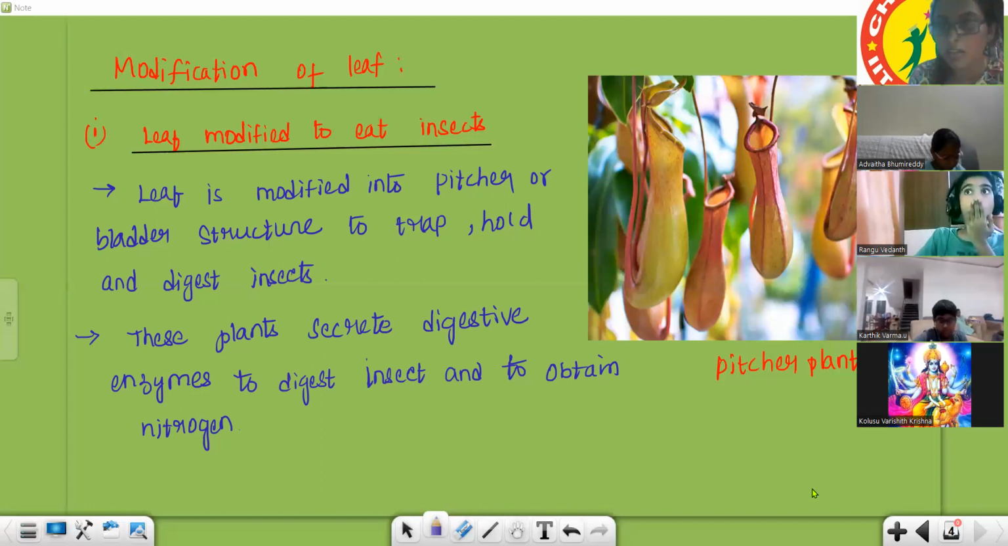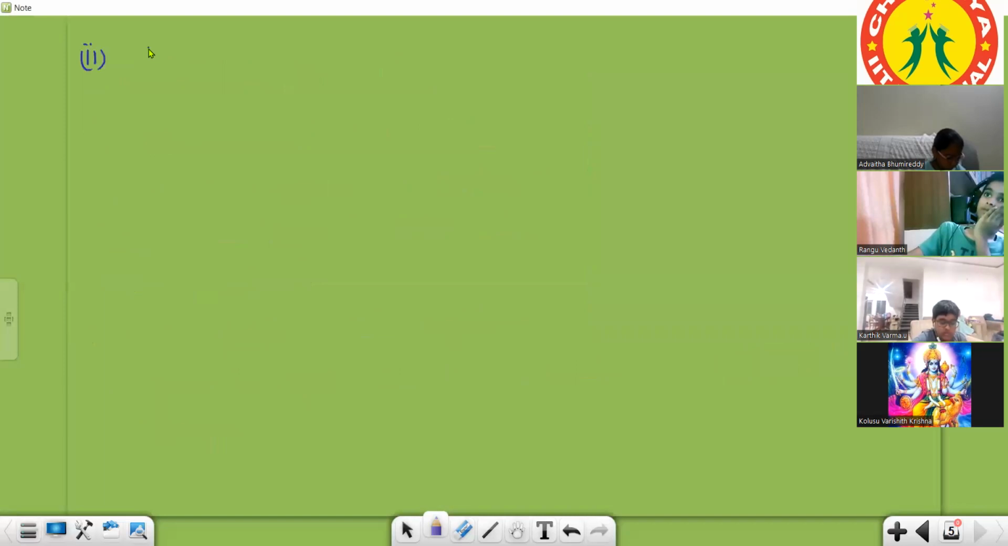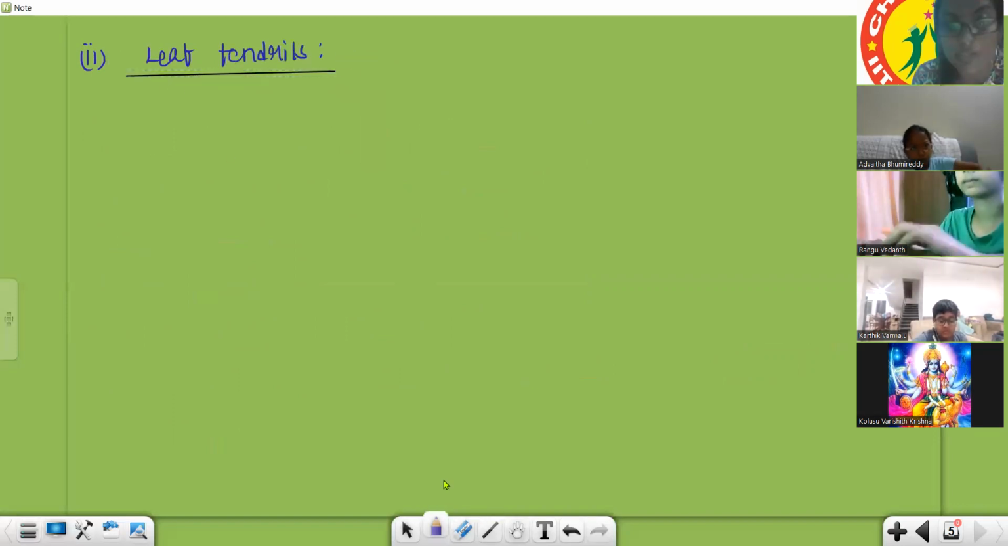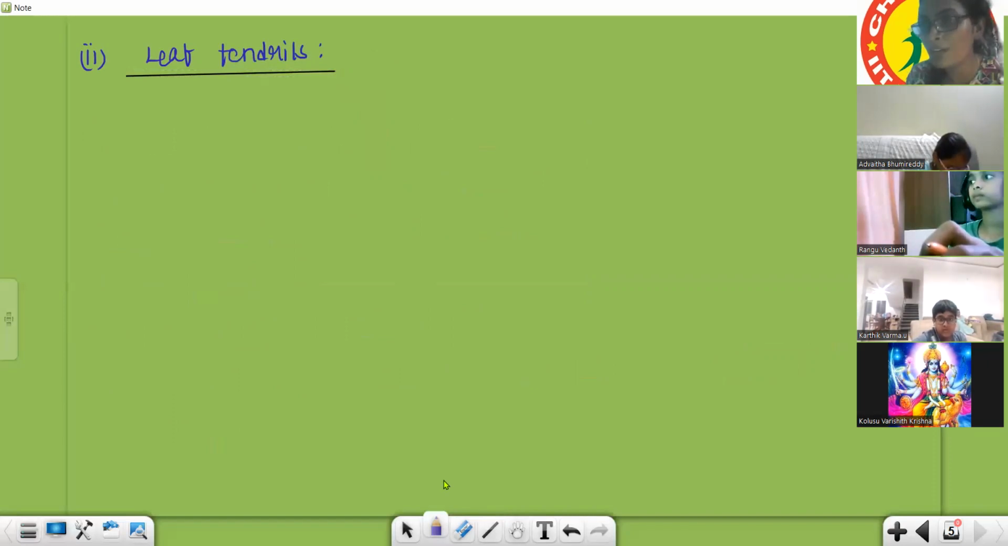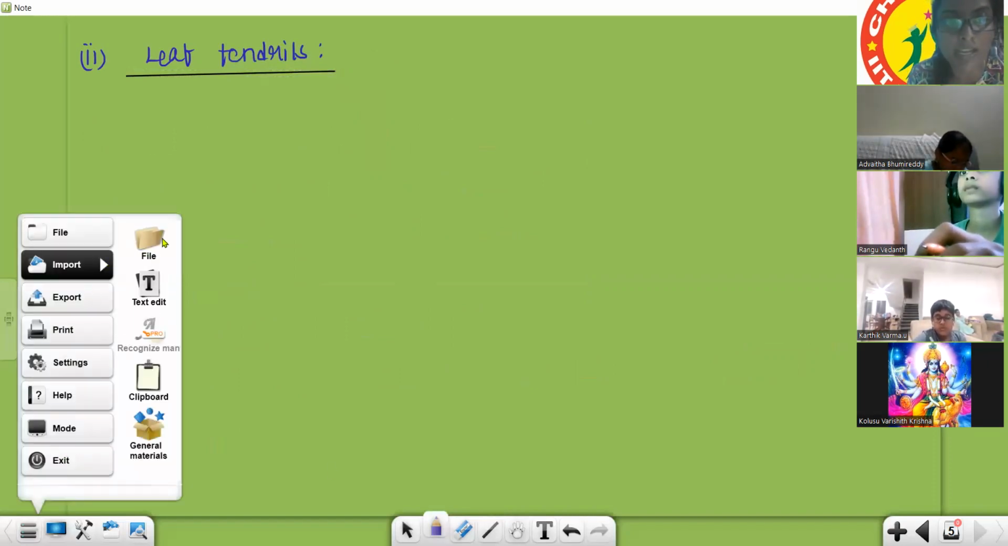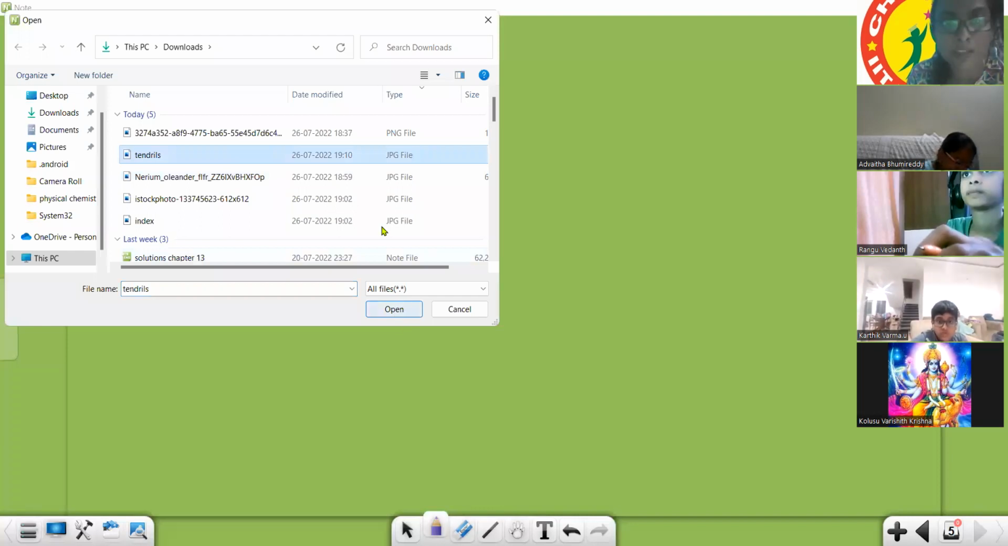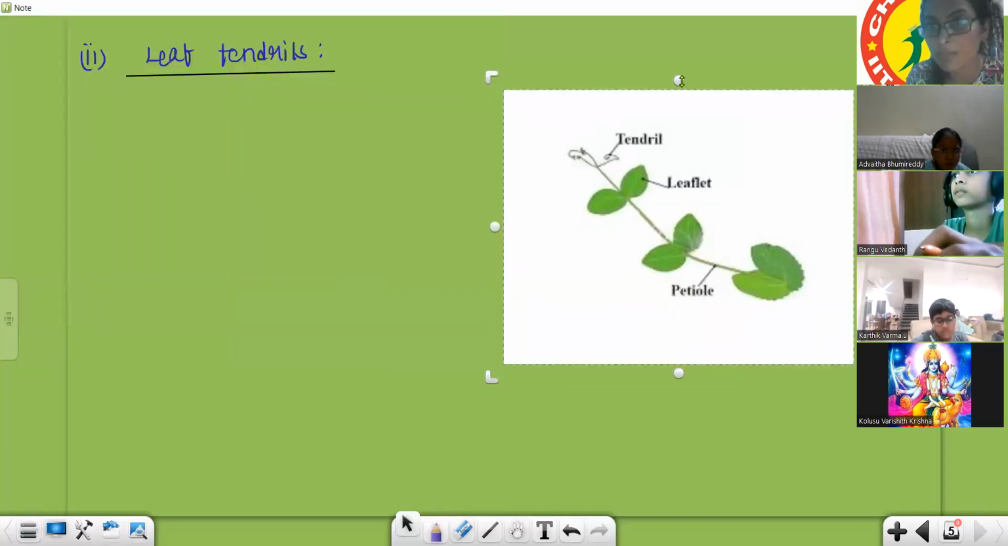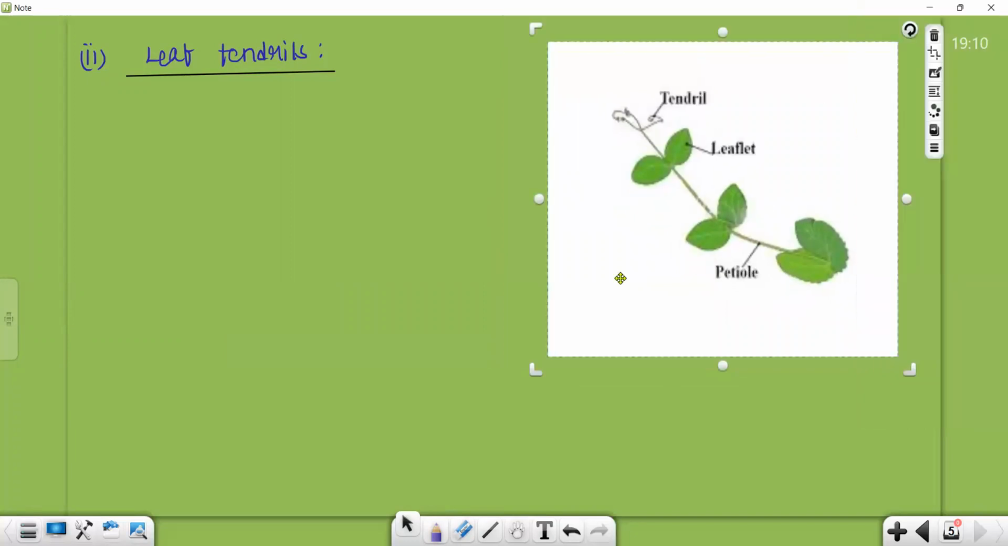Your next modification is leaf tendrils. What are tendrils? Tendrils are hair-like structures. In climbers and creepers, you can find ring-like structures from the plant, which help in climbing. Have you seen these kinds of structures in any plant? I'll show you the real plant, it's better.